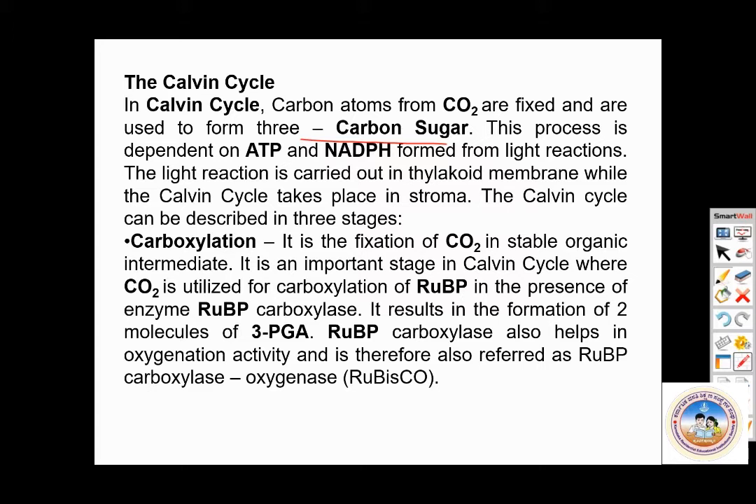This is what I said earlier. The Calvin cycle is an independent cycle, meaning it may not depend directly on light, but the products formed during the light dependent reactions, ATP and NADPH, are needed. So they depend on ATP and NADPH formed from the light reactions. The light reaction is carried out in the thylakoid membrane, while the Calvin cycle takes place where? In the stroma.